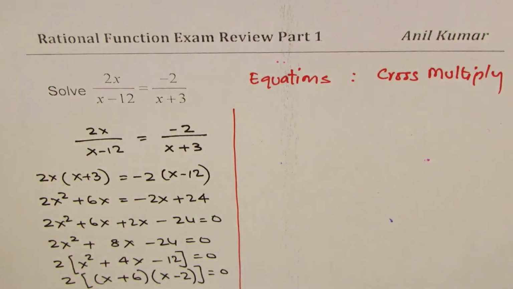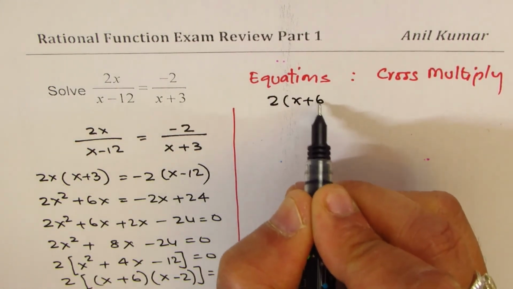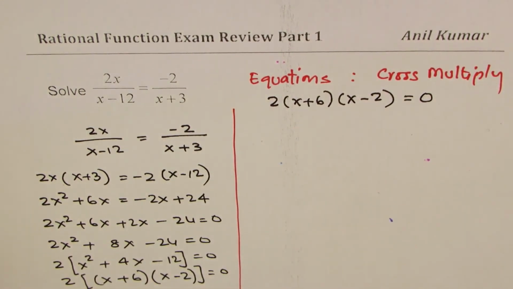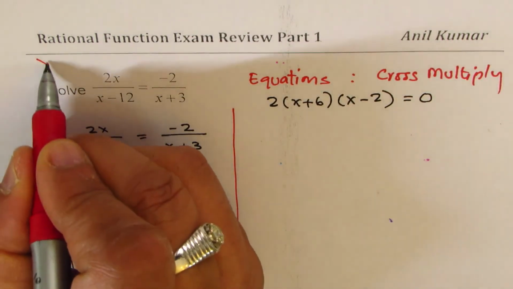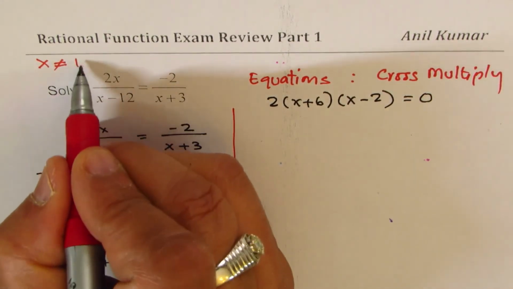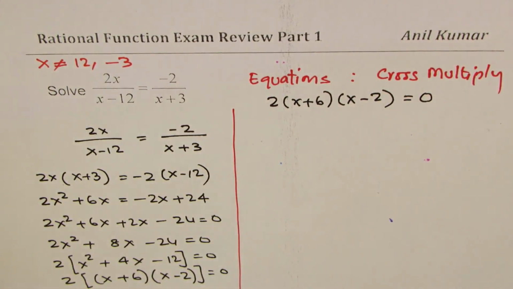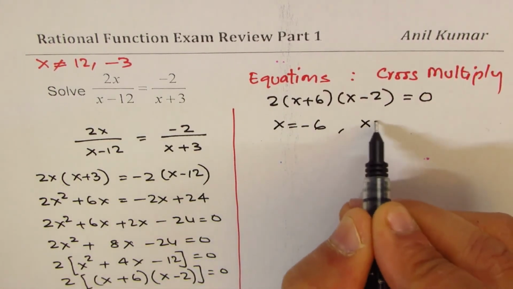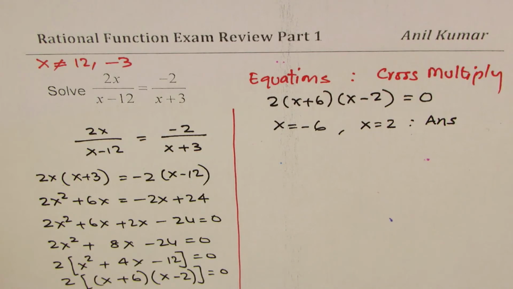So let me write down on the right side the final equation, which is equivalent to 2 times (x plus 6) times (x minus 2) equals 0. Now whenever you're working with rational equations, you should write your restrictions also. So in this particular case, remember x is not equal to what? Not equal to 12 and not equal to minus 3. So in our equation, we don't get those answers, so that is fine. What we get here is x equals minus 6, which will make this 0, and x equals 2, right? So that is our answer. Is it okay? So that is how you're going to solve it.